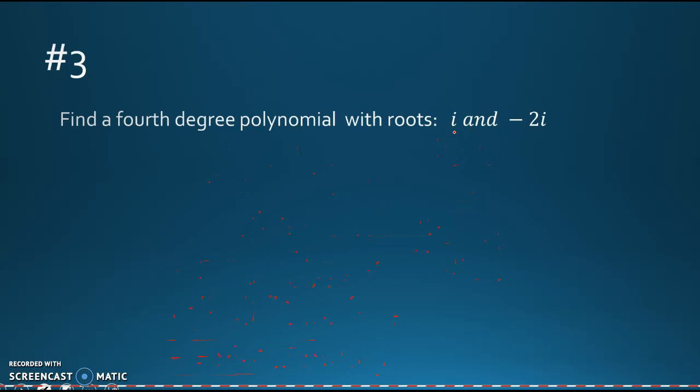All right, let's take a look at our last and final problem for this video. And that is we're going to write a 4th degree polynomial that has roots i and negative 2i. So that means i is a solution, but so is negative i, because they're conjugates of each other. It's like 0 plus i and 0 minus i. If negative 2i is a solution, then so is positive 2i. So I have my 4 solutions.